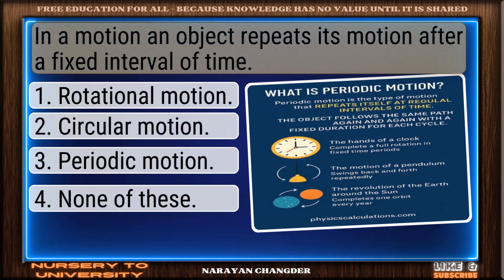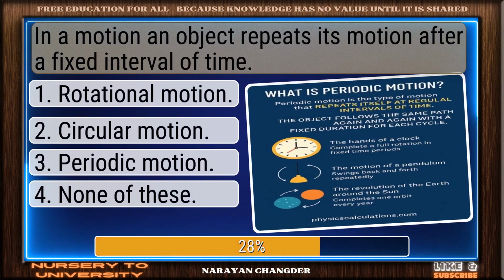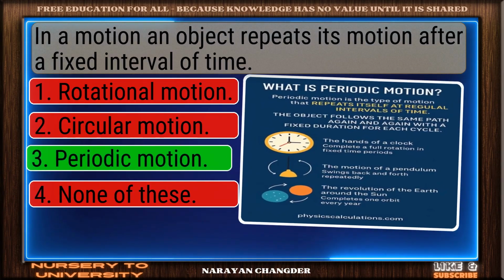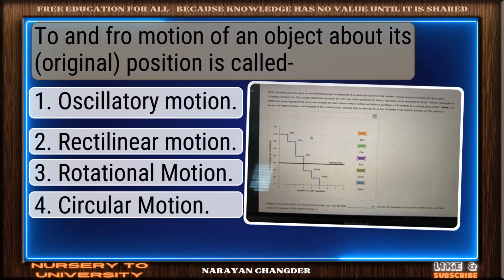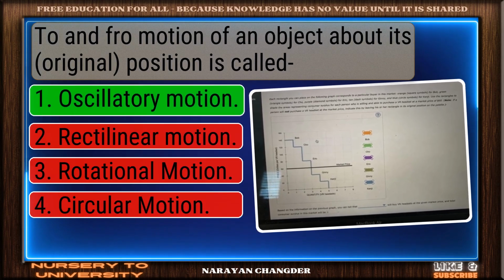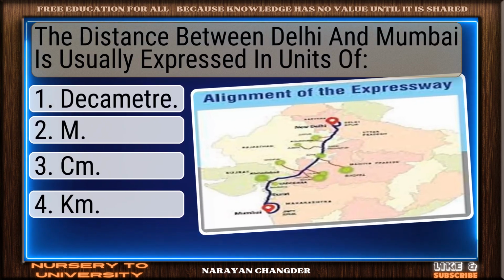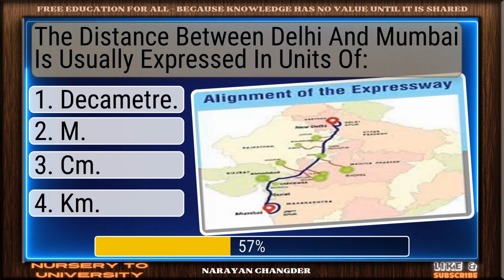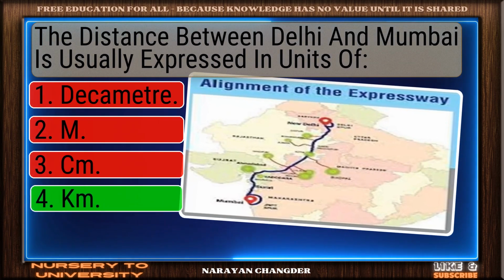In a motion, an object repeats its motion after a fixed interval of time. Nice selection. Periodic motion is the correct and valid answer. To and fro motion of an object about its position is called. Bravo! Oscillatory motion is the answer. The distance between Delhi and Mumbai is usually expressed in units of. Exactly. km makes sense and it is the right choice.